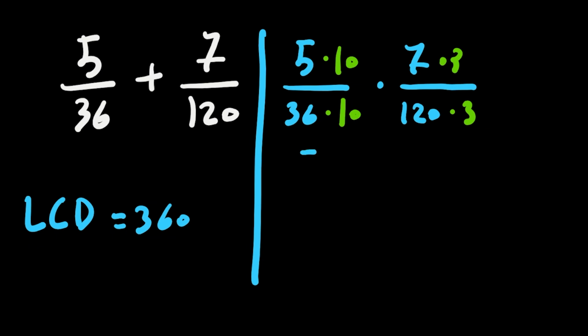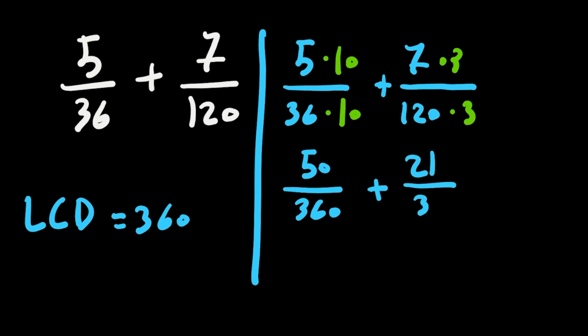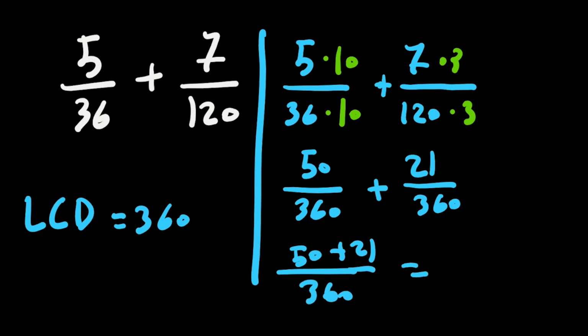So now we get 50 over 360 plus 21 over 360, and here is a plus sign. Now we can just do a normal summation. So it will be 50 plus 21 over 360, which equals 71 over 360. And this is the final answer.